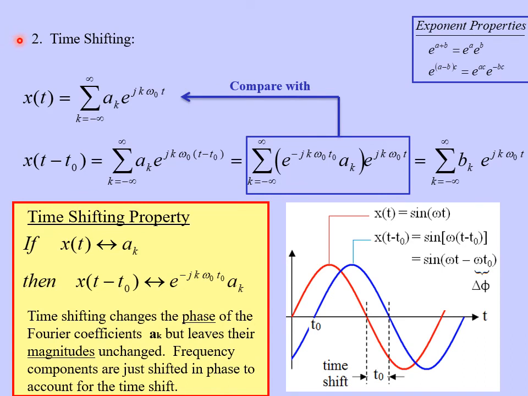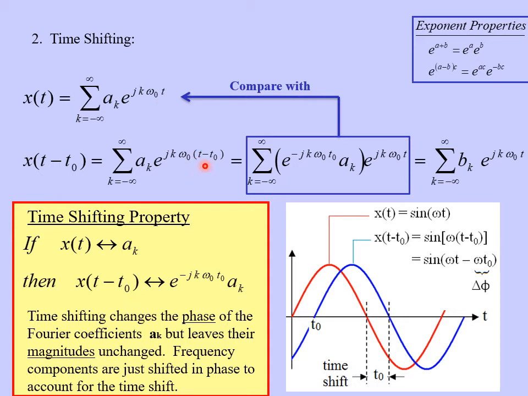Another useful property that comes up is called time shifting. So again, if we start with our synthesis equation for x of t, which is written right here, what happens if we delay our signal x of t by some amount t naught? So x of t minus t naught, well, if we change this t here to t minus t naught, then we're going to have to change this t up here to t minus t naught. All right, so that's easy enough.